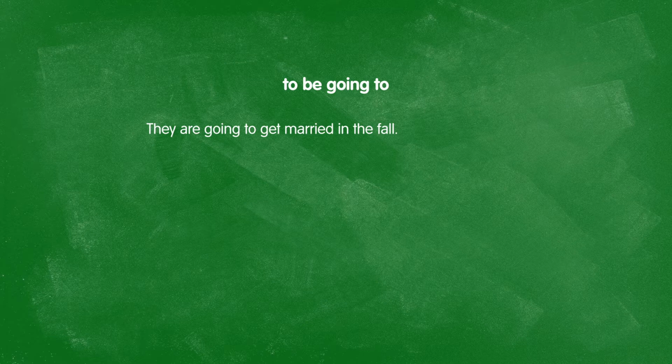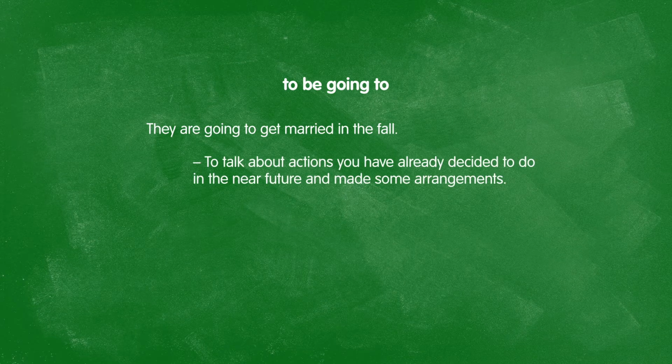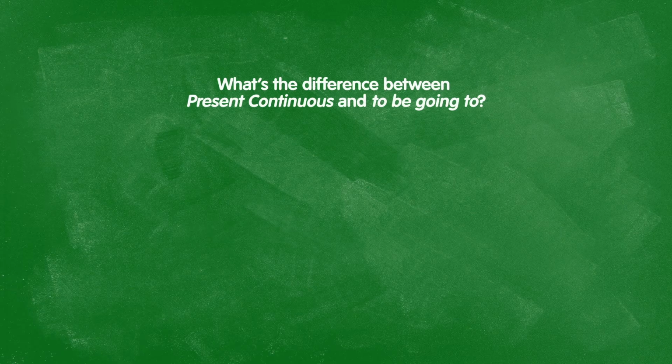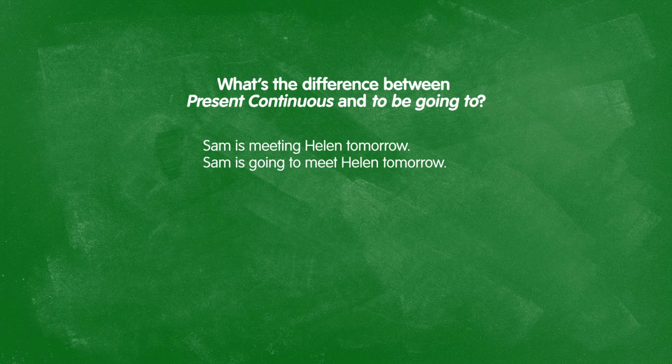And finally, I can talk about arrangements. For example, they're going to get married in the fall. Here, both of these people have made an arrangement. They've planned to get married in the fall. And even though it's in the future, we can say they are going to do it without using will. So you must remember from previous lectures that we can also use the present continuous tense to talk about the future. So then what's the difference between present continuous and to be going to do something?